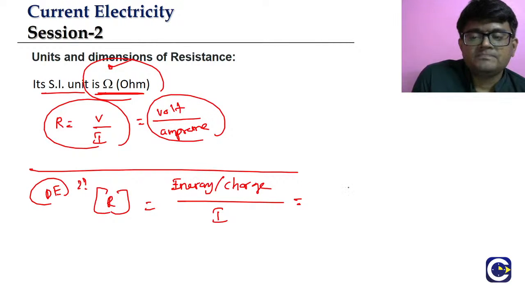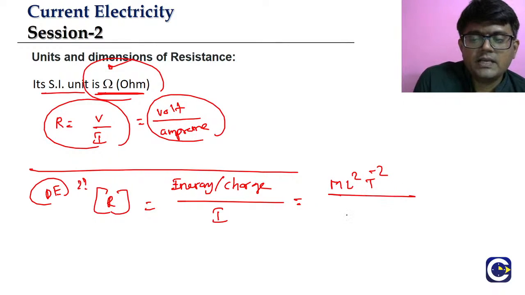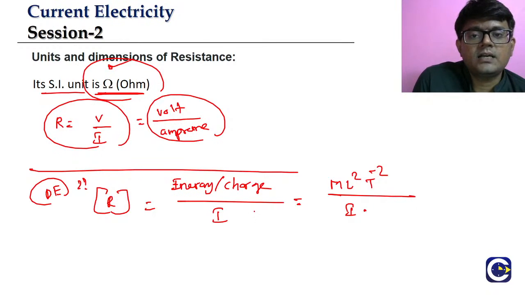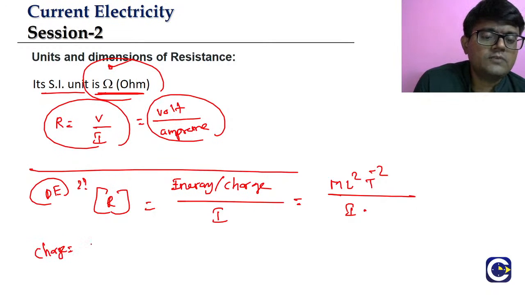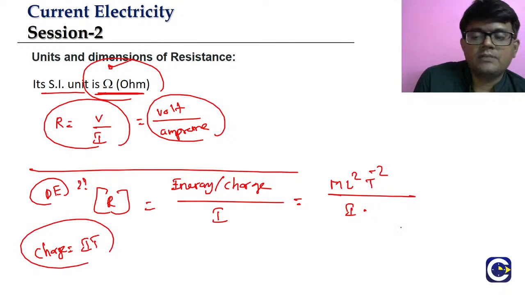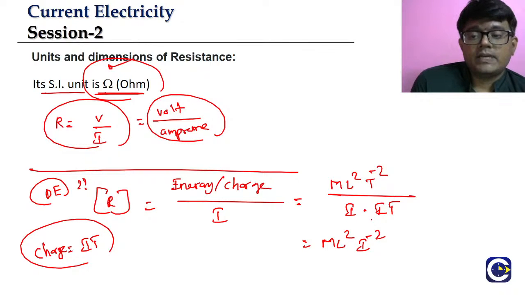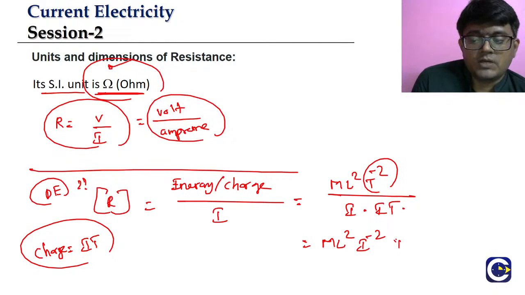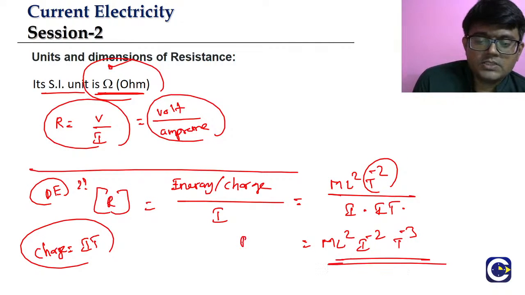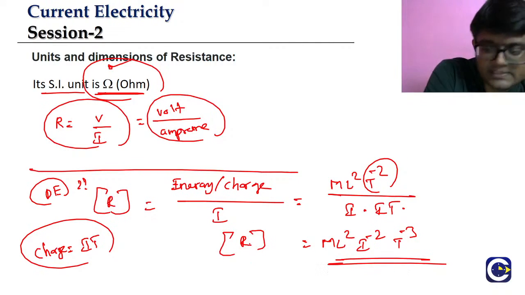Energy, what is it? M L square T power minus 2. That is energy divided by charge, so charge will come to the denominator. What is the dimensional formula for the charge? It is current into time, so it will be I into T. So overall M L square, denominator I into I means I square, so it will be overall I power minus 2. அதுக்கப்புறம் ஆல்ரெடி T power minus 2 இருக்கா, இன்னொரு T on the denominator, so it will be T power minus 3.